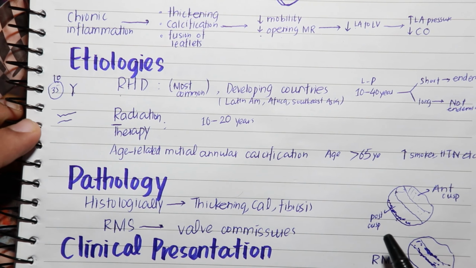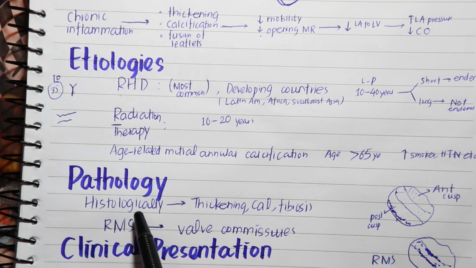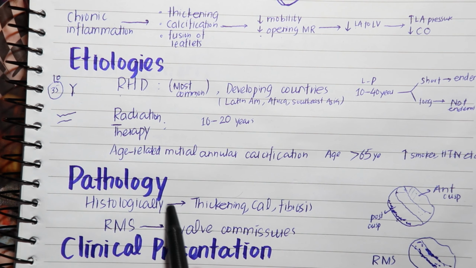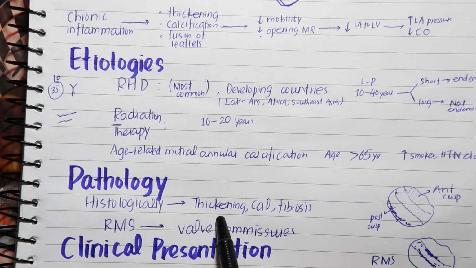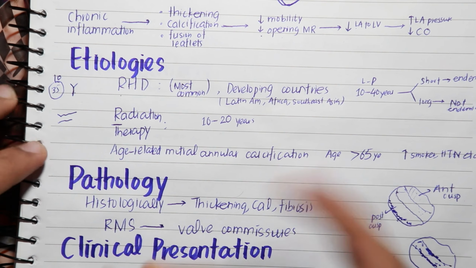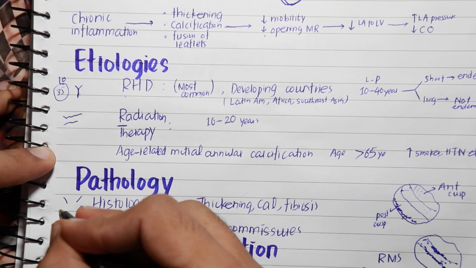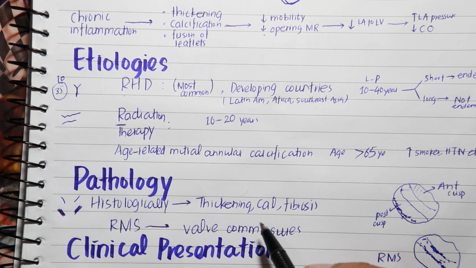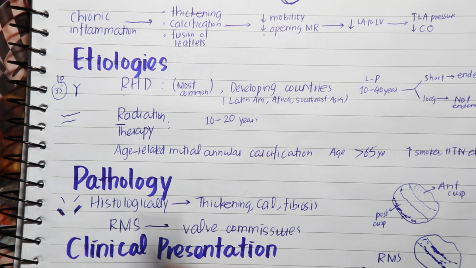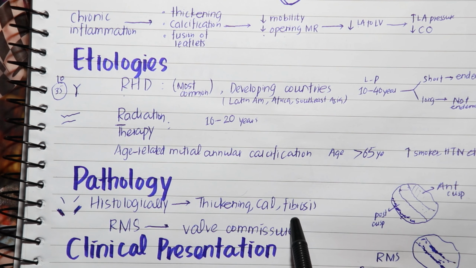Now pathology. Pathology could be of two types: either histopathology or gross pathology. On histopathology, you will see the wall is thickened. Normally suppose the walls are like this. Now they are thickened like this, right? The wall could be thickened, calcified. There would be calcium in this wall, or fibrosis.